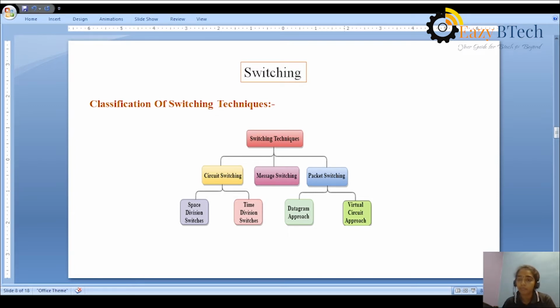Today in this class we will talk about what are the different types of switching techniques we have. In the previous session we already discussed what is meant by switching and what are the different modes we have in switching. It is mainly responsible for the data link layer. In this video we are going to learn about the different types of switching techniques. Let us get into the topic.